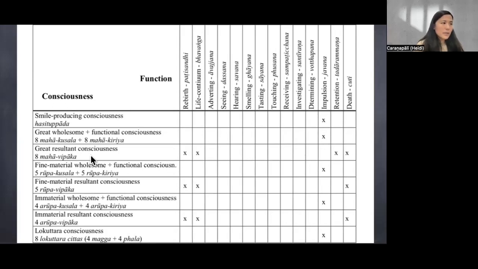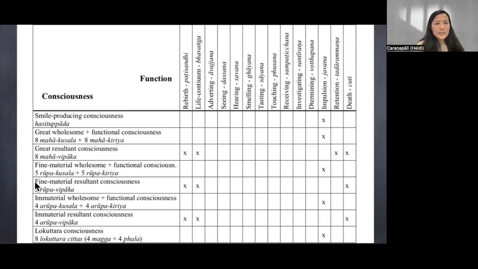Then how about the mahavipaka? Meaning the 8 types of resultant consciousness of these good deeds, right? The resultant of the wholesome consciousness can perform patisandhi, bhavanga, chuti, as well as tadaramana. So this is the resultant consciousness, okay?